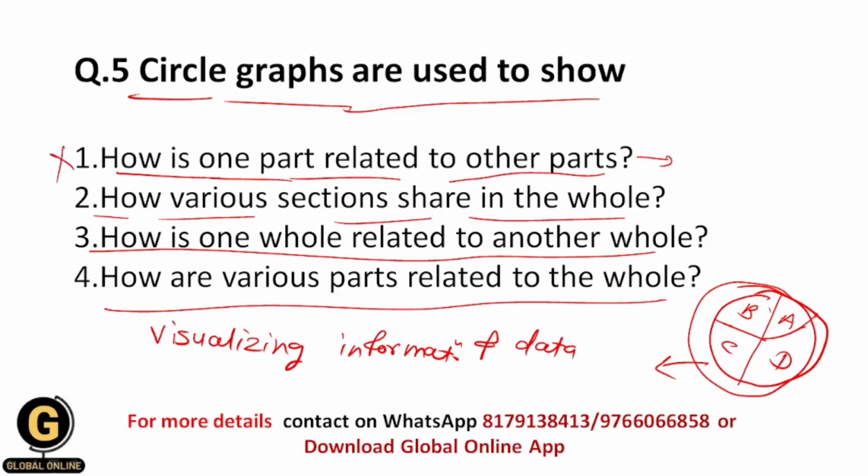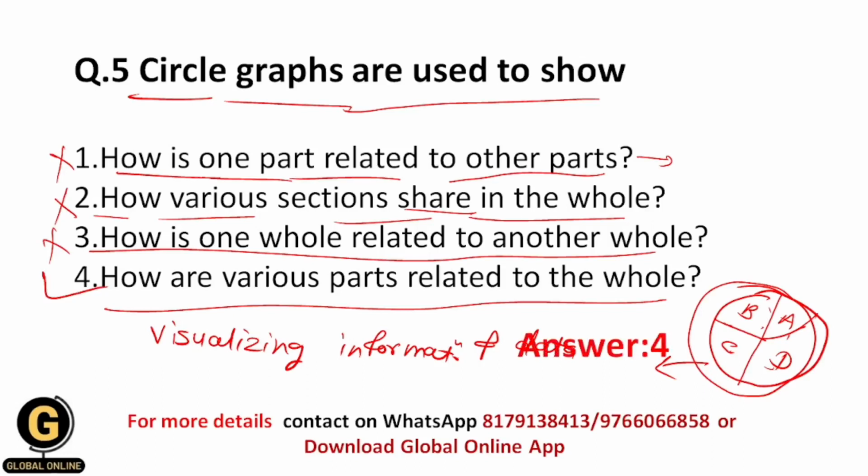How various sections share in the whole. Whenever we have to show that there is a whole and there are various sections that share in the whole, then also we don't show it like this. There is another data interpretation method for that, so this is also incorrect. How is one whole related to another whole? For that we can use a bar graph, so this is also incorrect. How are various parts related to the whole? That is shown by the circle graph. So the correct answer to this question is answer 4.